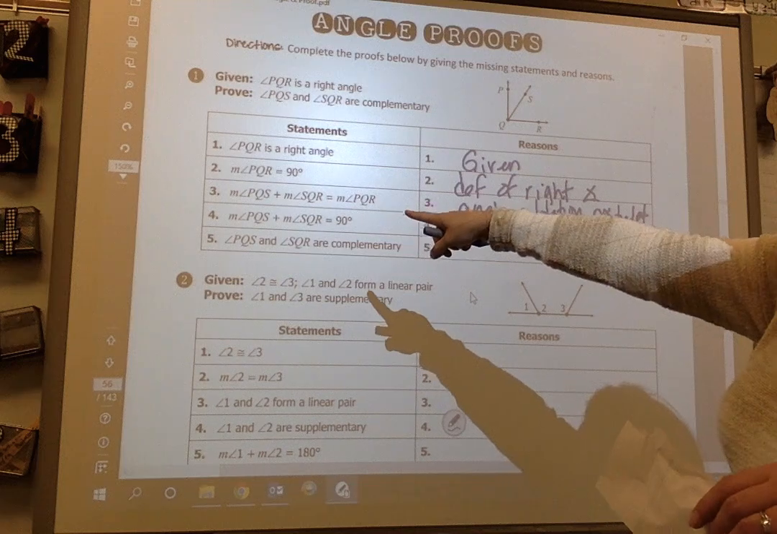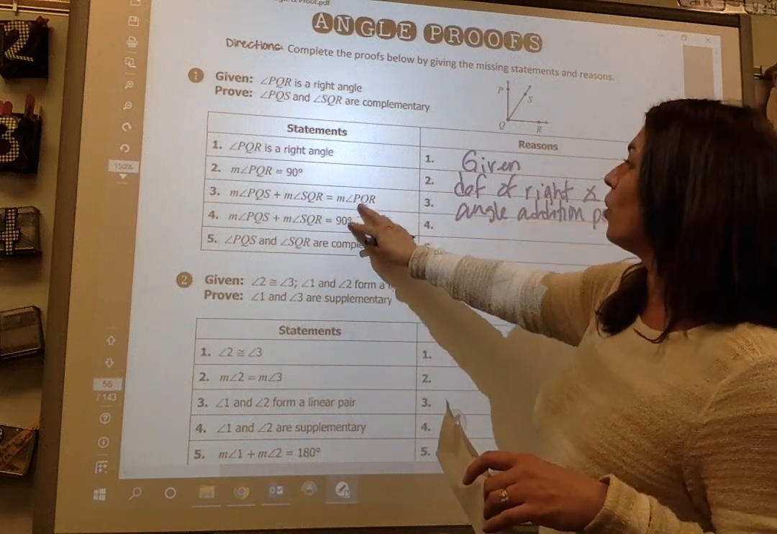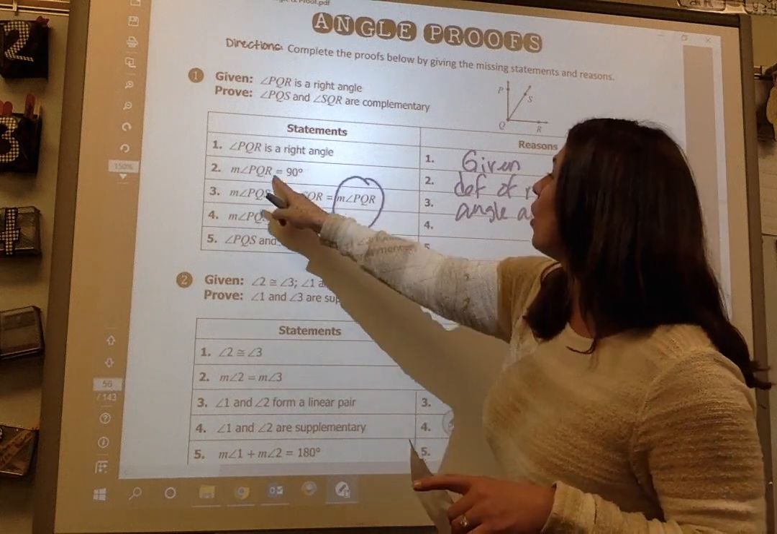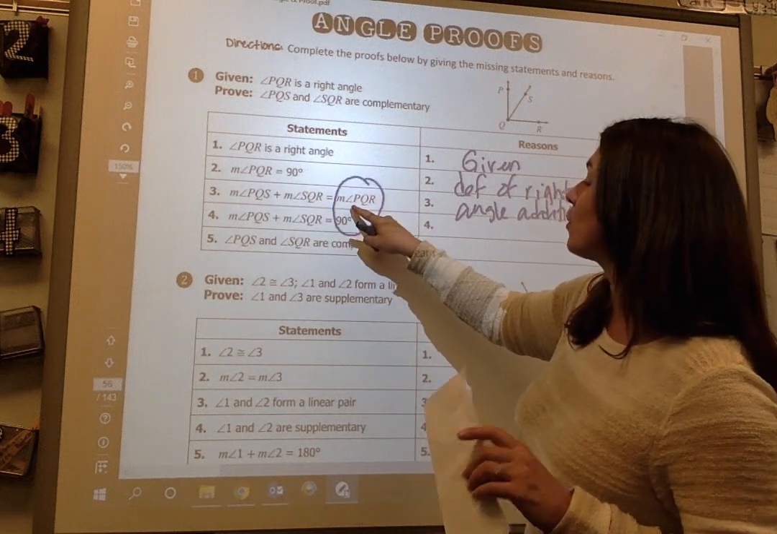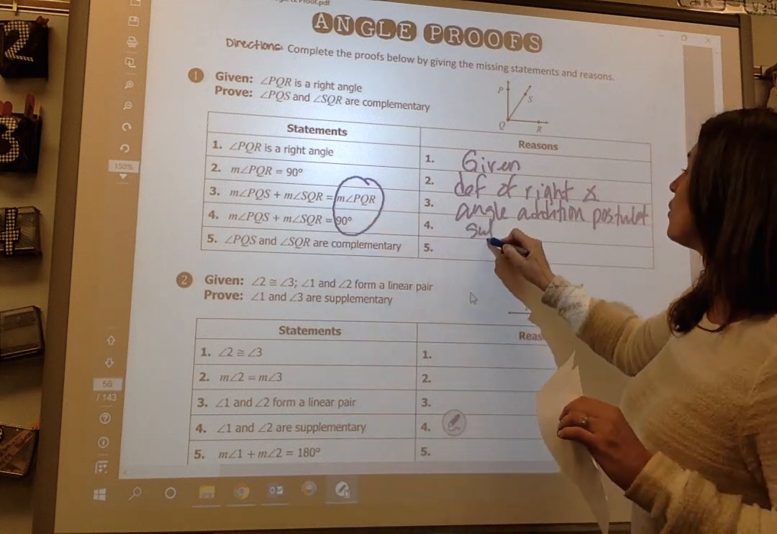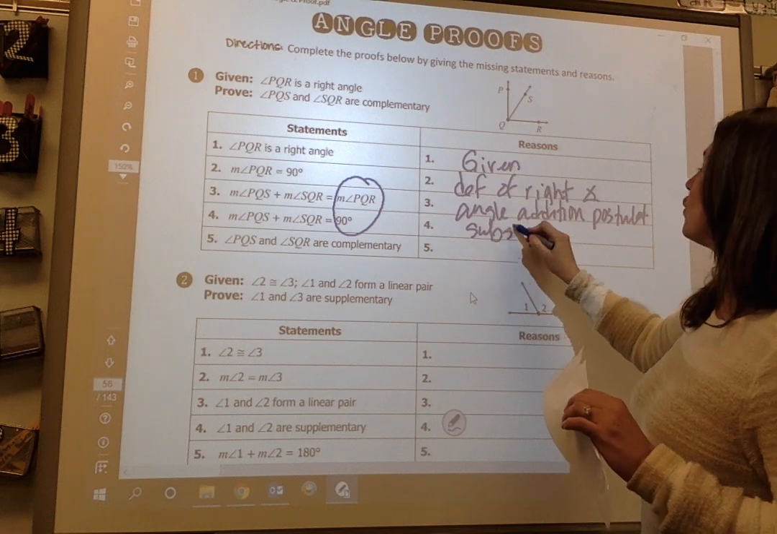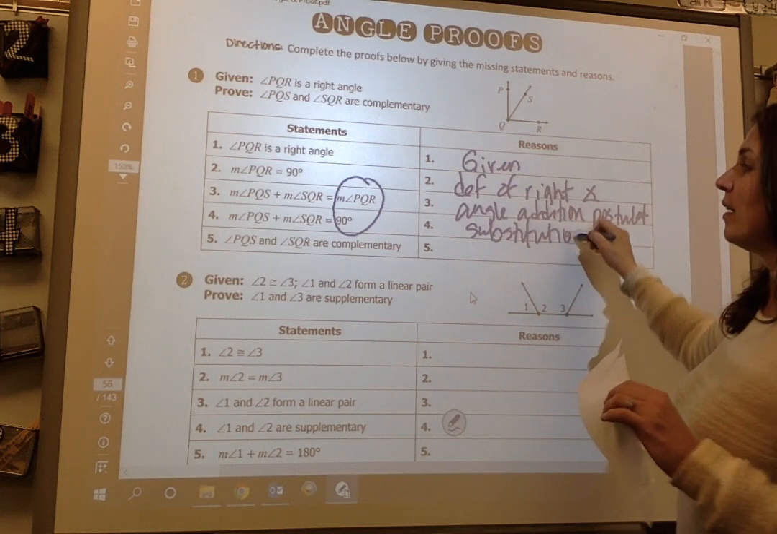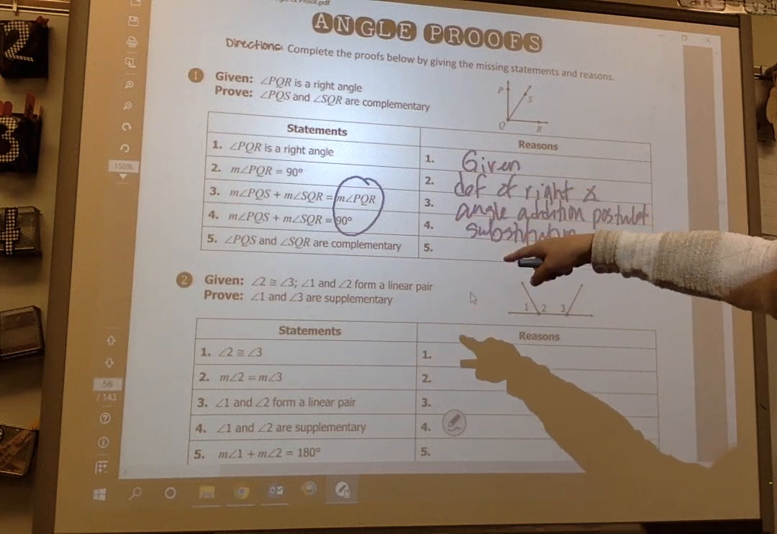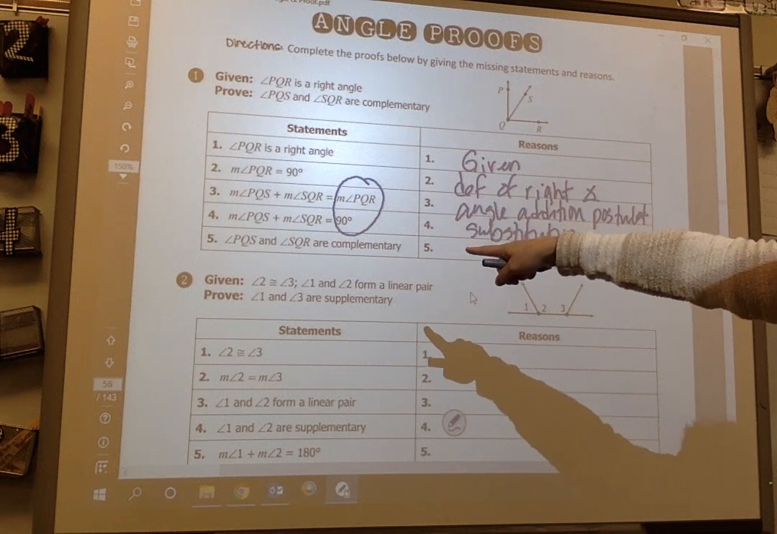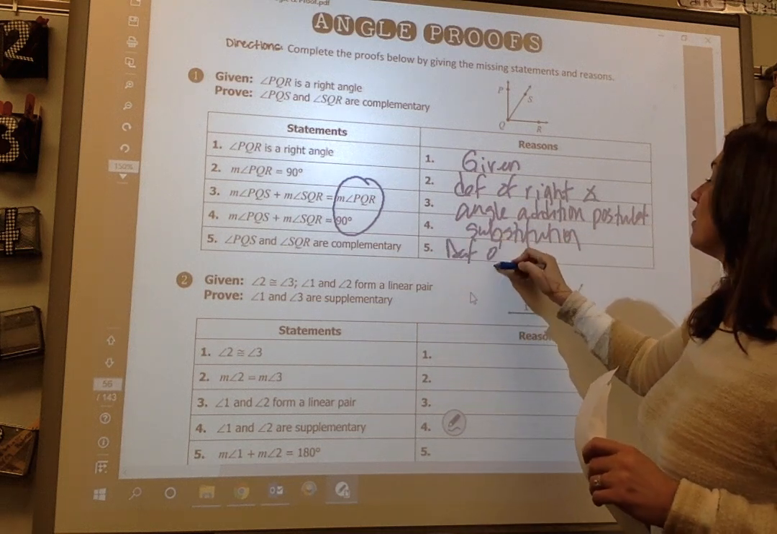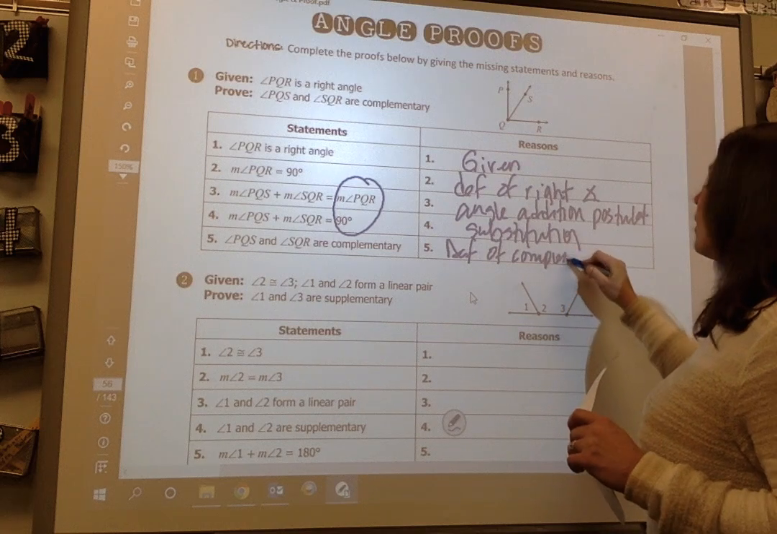And then on number 4, we have this measure is equal here. So everything's the same except this. All I'm doing in place of the measurement of angle PQR, I'm substituting in 90 degrees. So that's substitution. And now I'm saying that angle PQS and angle SQR are complementary. So that is definition of complementary angles.